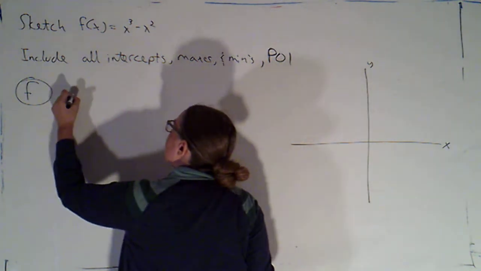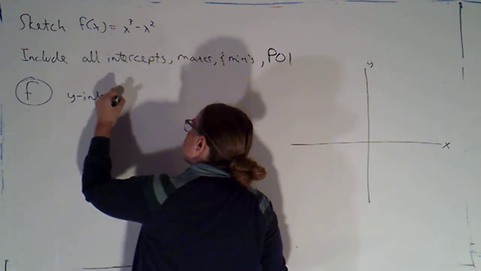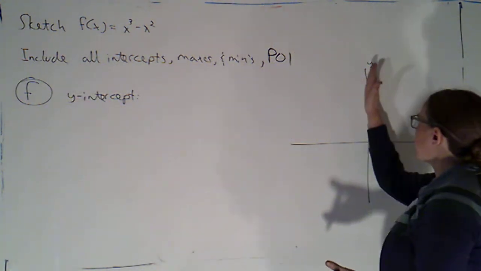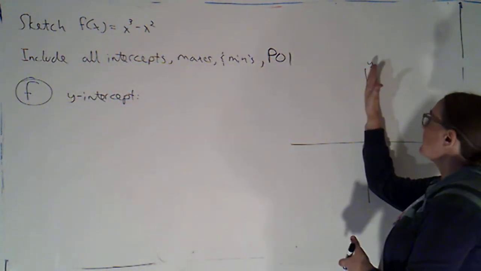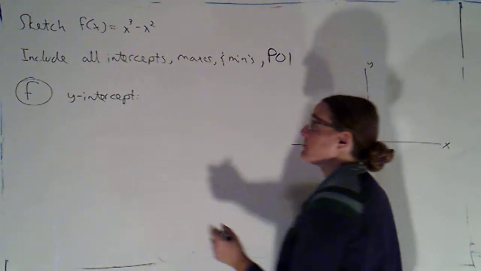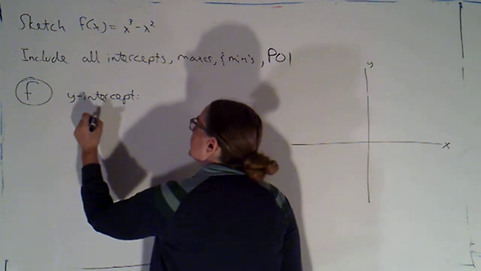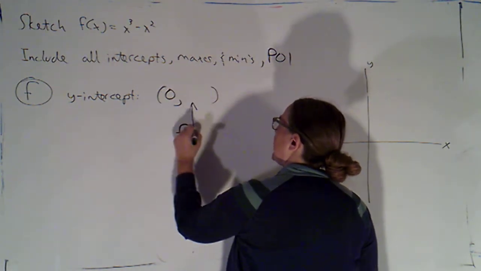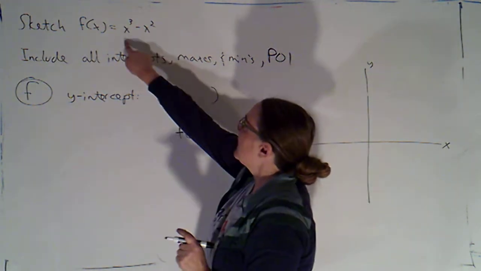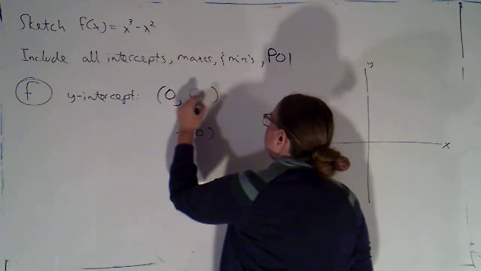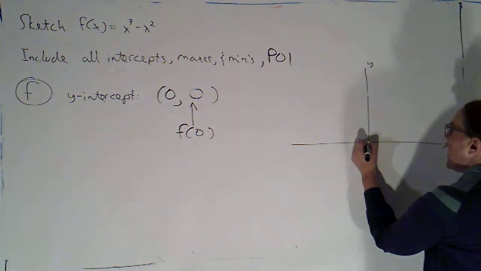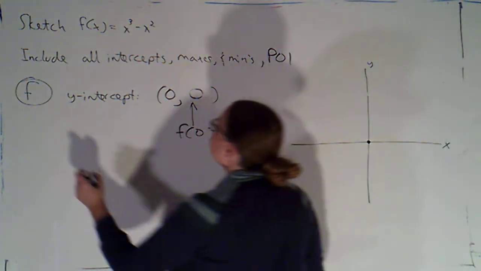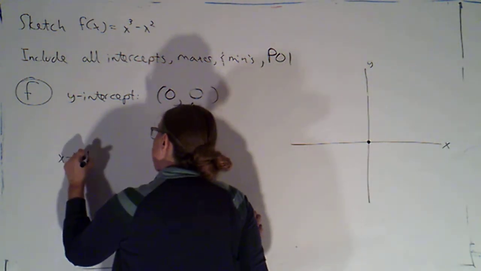If I wanted to find the y-intercept, remember that's where the graph crosses the y-axis. So that's going to be where x is 0. I just plug it in. So I'll look at what f of 0 is, and that's going to be 0 minus 0, which is 0. So it turns out the y-intercept is just the origin.